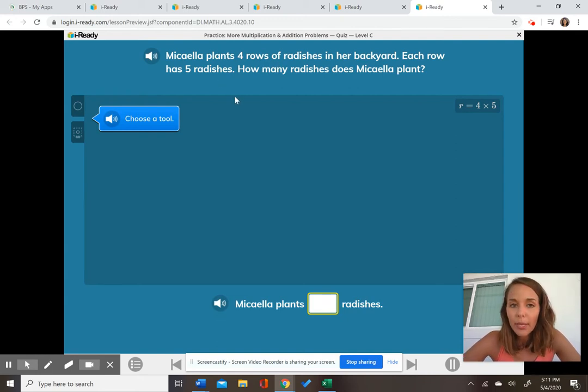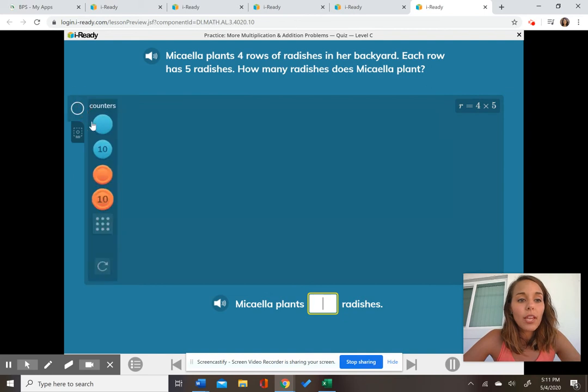This was just an example from the quiz because a lot of the questions were very similar. They're talking about rows of. So how many rows of something? It's basically just an array. And here you are. They even give you a little multiplication equation for you. If you want to choose the tool, you can. I thought this was cool.